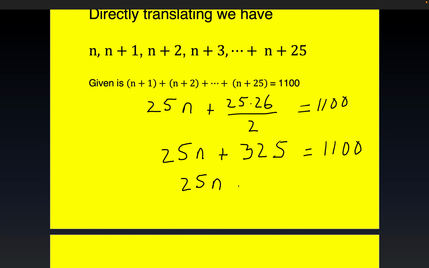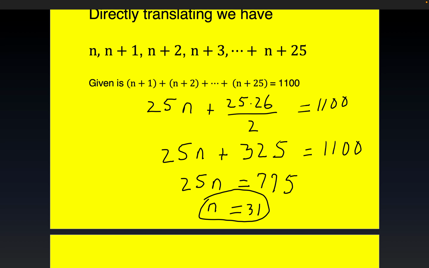So if you subtract 325 from 1100, that would be 775. Now this isn't as bad as it looks. 30 times 25 is 750, so 31 times 25 is 750 plus 25. So this would be n equals 31 to answer the question. N equals 31. Answer.